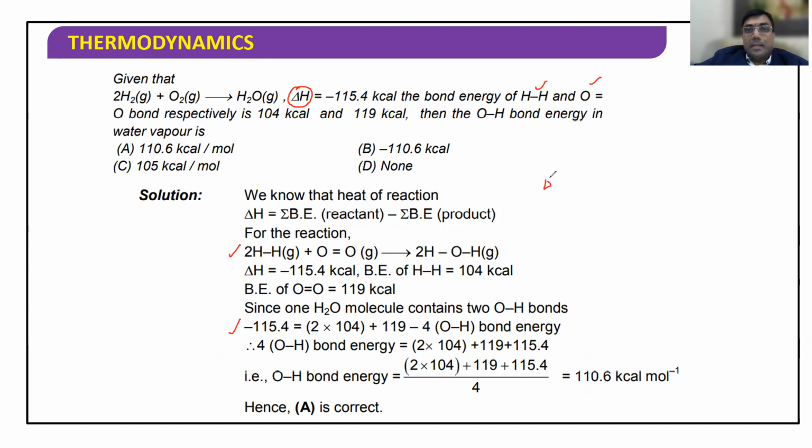Delta H is equal to bond energy of reactants minus bond energy of products. Right. So this value is given already, that is minus 115. Now listen carefully. Now the bond energy of reactants. Try to understand the bond energy of reactants.